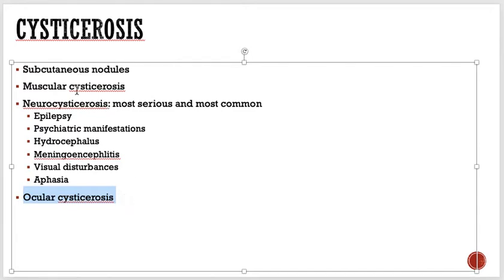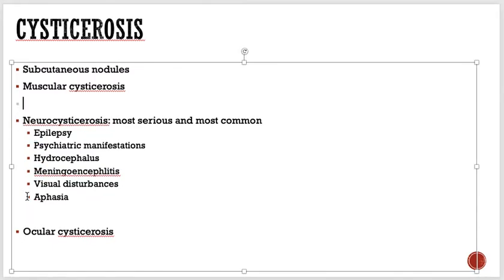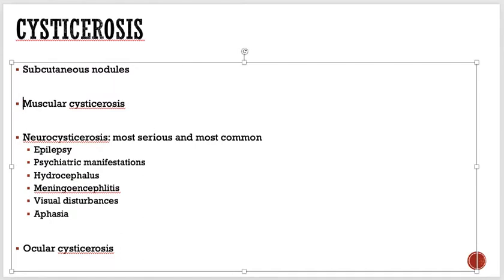Muscular cysticercosis is when it reaches the skeletal muscles. Subcutaneous is when it reaches the subcutaneous tissues. But these are often asymptomatic, they are not going to cause that much problem, right? Whenever it is neurocysticercosis, it is the most common and the most serious one, which I already talked about. Remember, the condition is related to the brain, and anything related to the brain is quite serious.